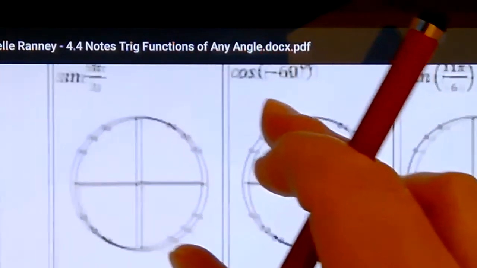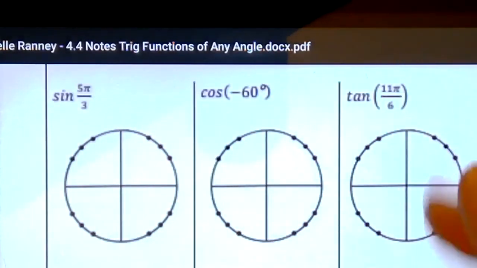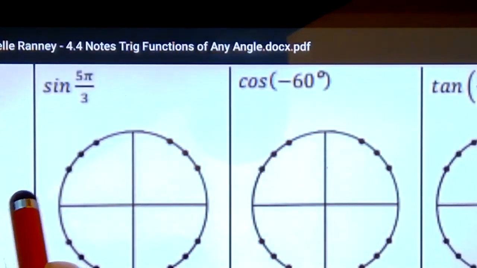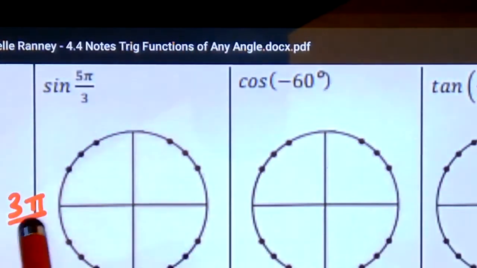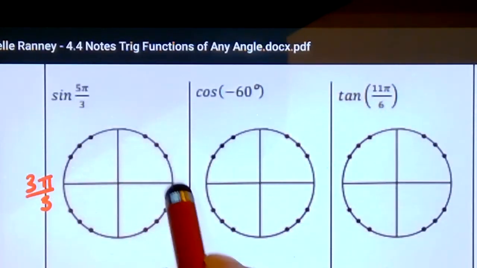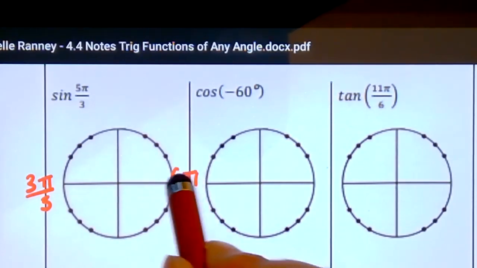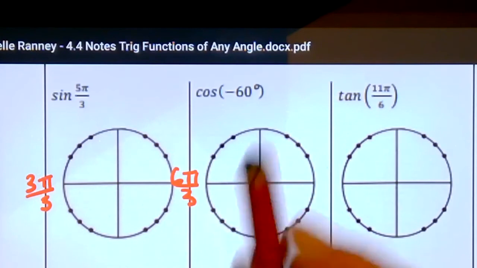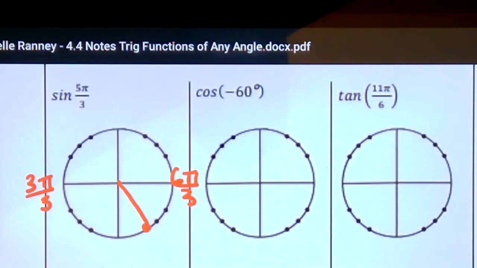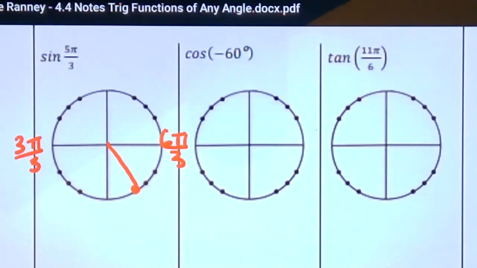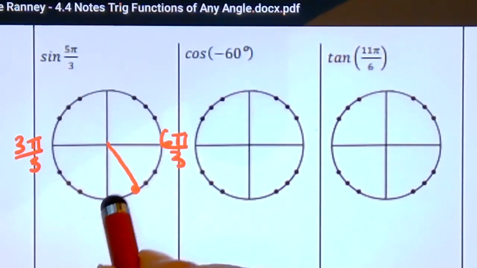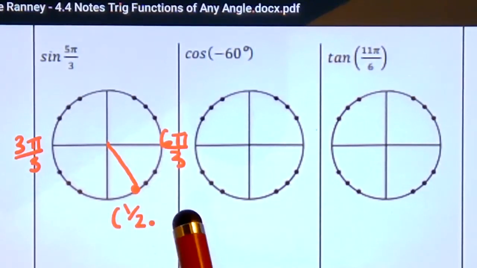So let me just focus in on this one. If I'm dealing with 5 pi thirds, just a little reminder, this is pi, but this would be 3 pi thirds over here. And the other side, if that's 3 pi thirds, would be 6 pi thirds. And I want 5 pi thirds. That's where I am, right there. So what are the coordinates of that point? Well, that point is short, comma, long. Every time I say short, I mean 1/2. And every time I say long, I mean √3/2.